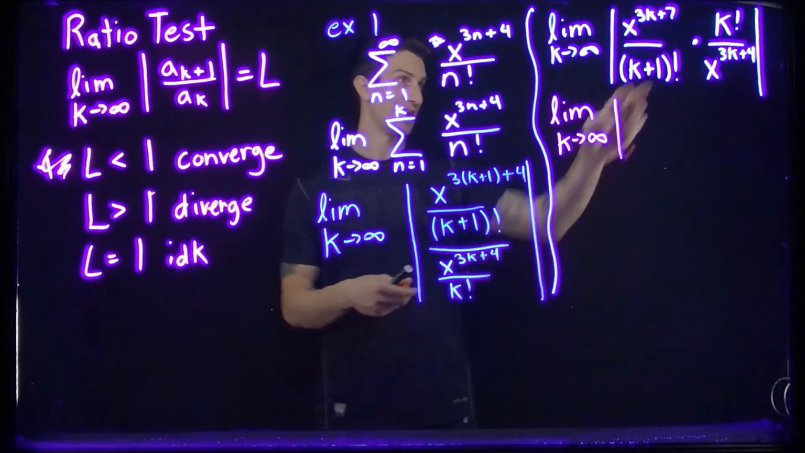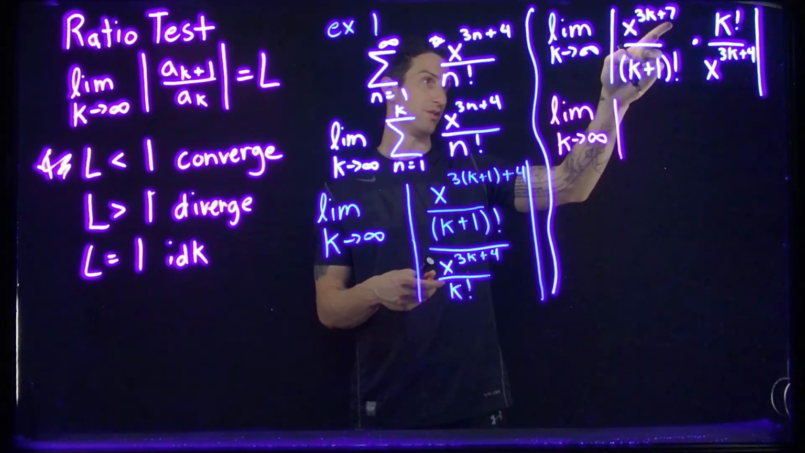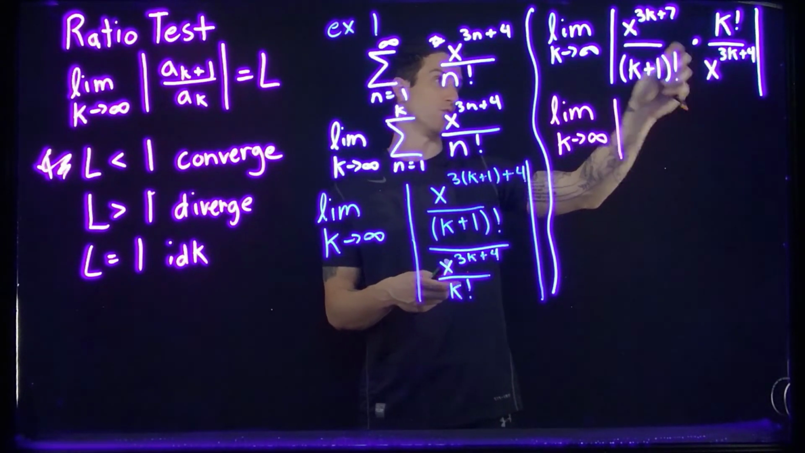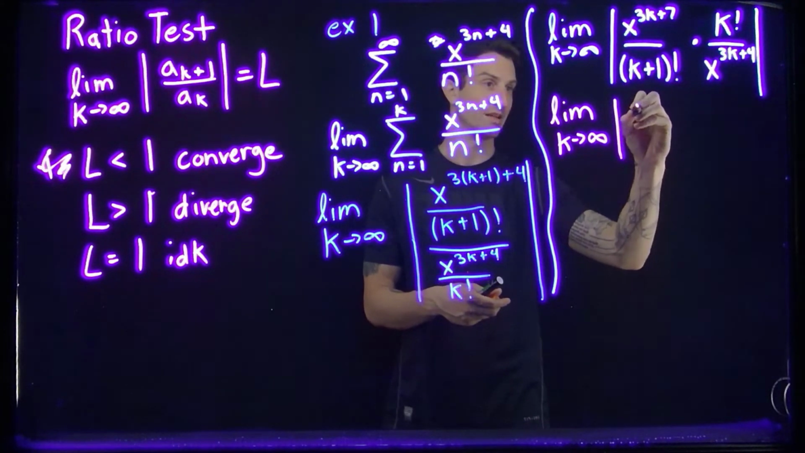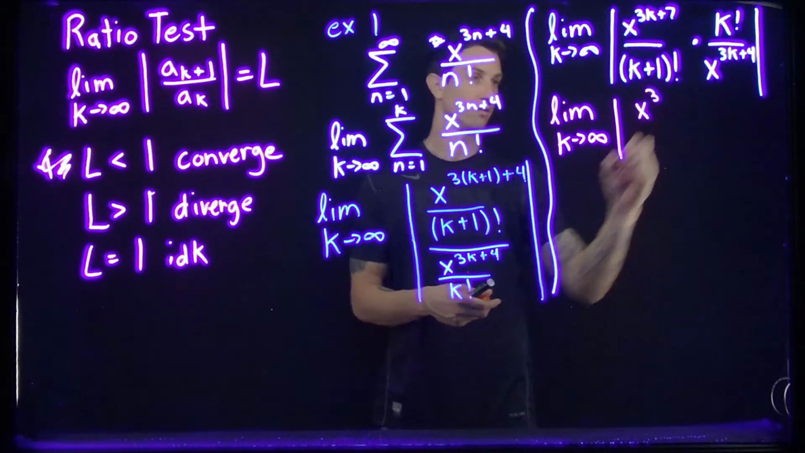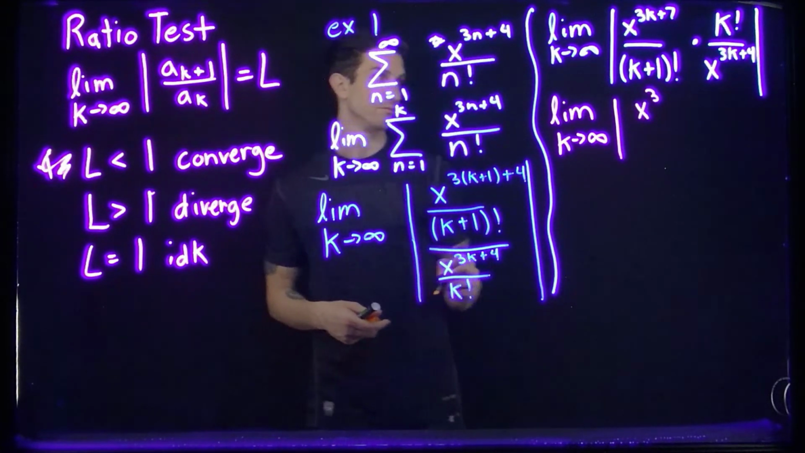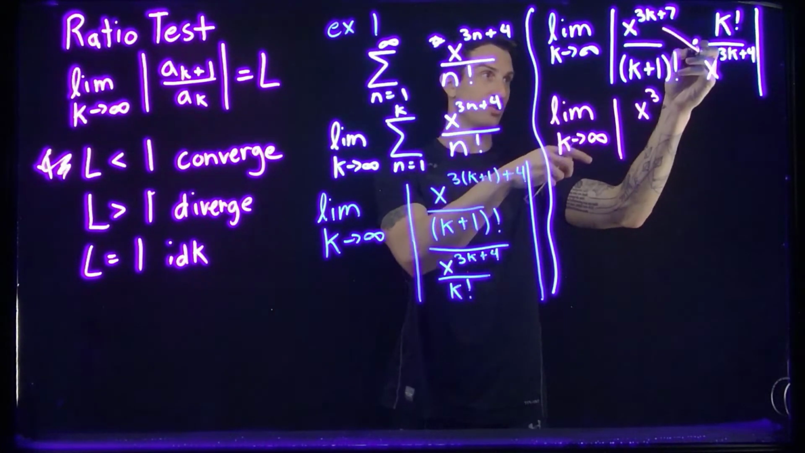Okay, so what's going to happen, right? You could think of the 3k's as going to cancel out. We're going to be left with x to the 7th over x to the 4th. We'll be left with an x cubed. Right, so that's coming from these two here.